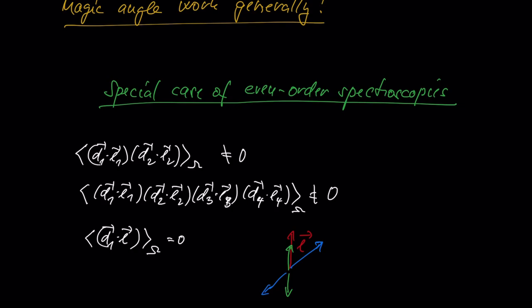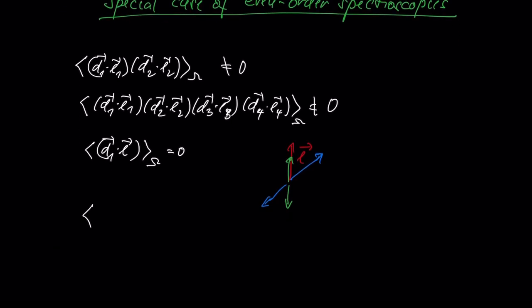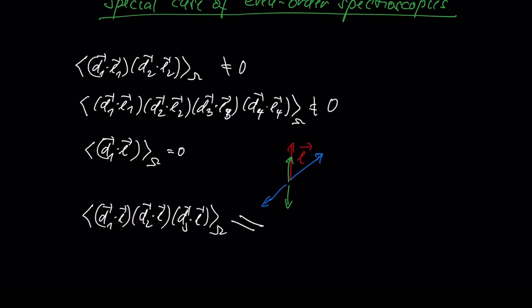But interestingly, also higher order contributions, those that come from even order spectroscopies, so for instance D1, D2, D3 from a hypothetical second order spectroscopy, these things also average into zero.